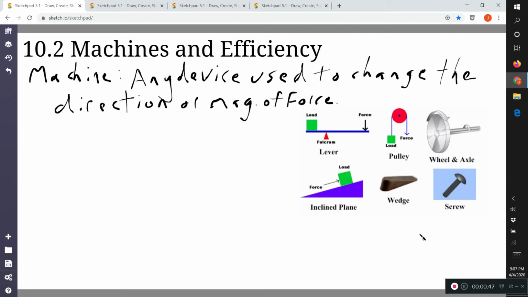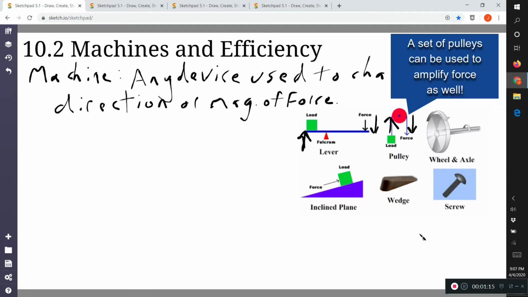The 6 simple machines are shown here. The lever, for instance, number one, it changes the direction of the force. You apply the force down, it applies the force up. And based on where you place the fulcrum, it can change the magnitude of the force as well. A pulley affects the direction of force. Usually you apply a force down to result in a force going up.